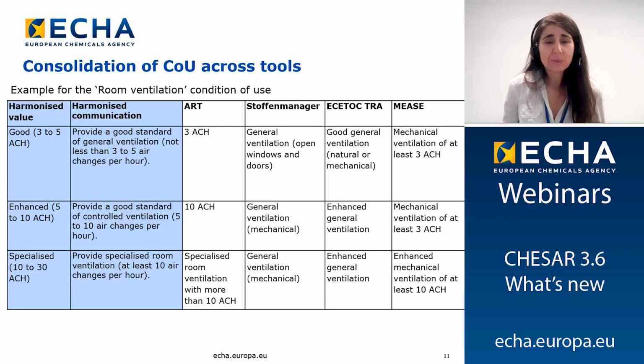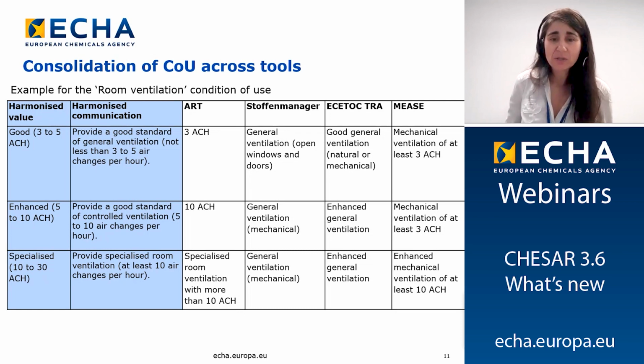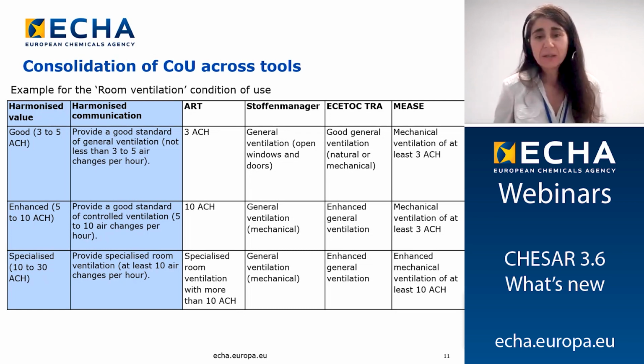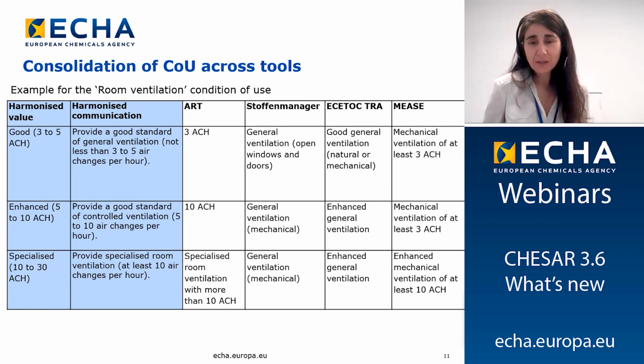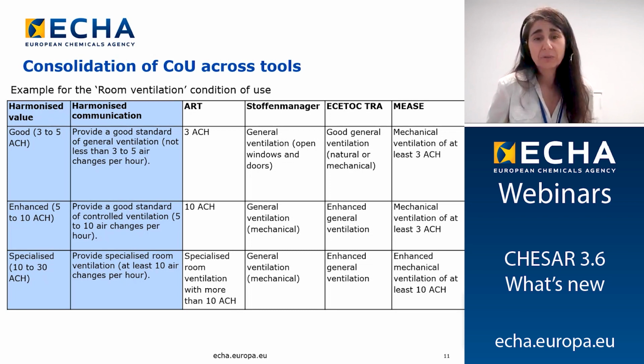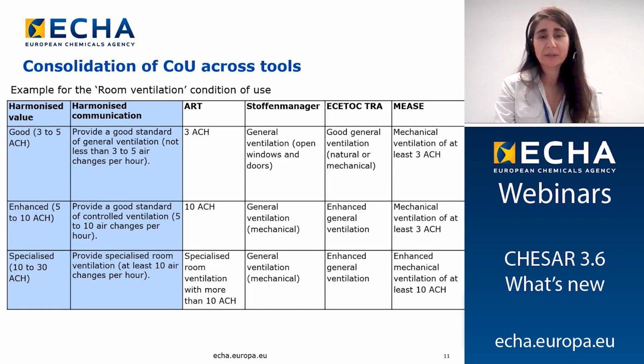As you can see, this harmonized communication is covering basically the full list of inputs that are coming from the different exposure tools. So for example, the input for ART was 10 air changes per hour. For Stoffenmanager, general ventilation mechanical; ECETOC TRA, enhanced general ventilation; and MEASE, mechanical ventilation at least 3 air changes per hour. So the wording of the 4 different exposure estimation tools is quite different from each other, and therefore the mapping has been done in order to harmonize all of them.